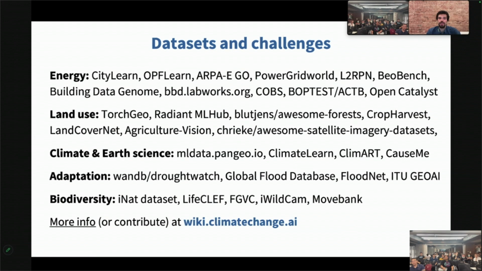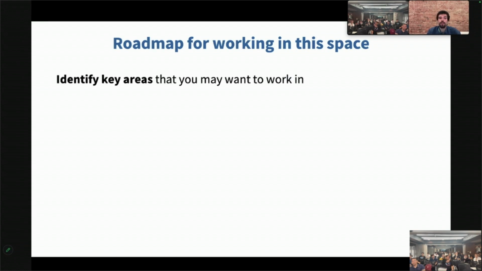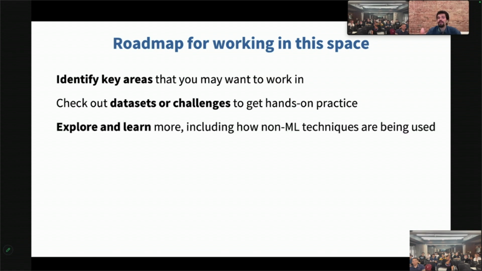So to finish, here is a rough roadmap of the steps involved in getting started in the space of ML for climate. Start out by identifying specific key areas that you might want to work in. Maybe you're particularly interested in biodiversity monitoring, or you already have people you know working in the power sector. Maybe you have expertise with a particular machine learning tool that you want to tailor to climate relevant applications. Next, you can check out data sets or challenges to get hands-on practice. Explore and learn more about these relevant problems, remembering also to include the non-ML strategies that people are using. Often these classic approaches are very effective, and machine learning can build on them and incorporate insights from those.